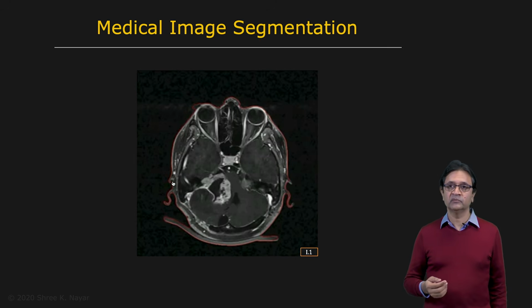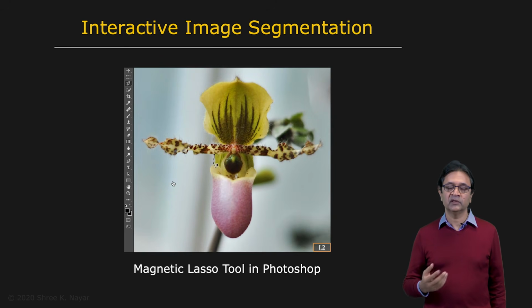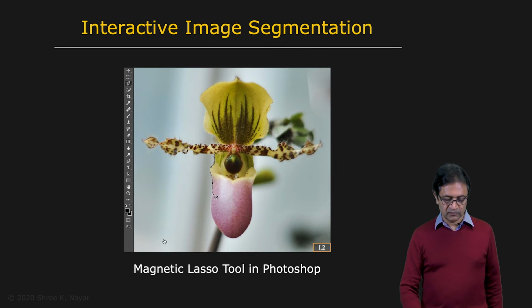And by the way, this has also been used for what's called interactive image segmentation in tools like Photoshop. This is the magnetic lasso tool in Photoshop, and you can see here that a user is simply using their cursor to roughly outline an object, and the active contour, or snake, is latching on to the actual outline of the object.